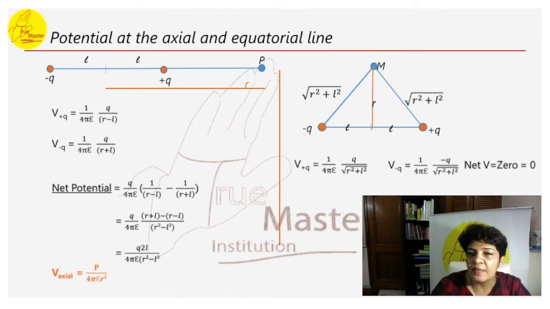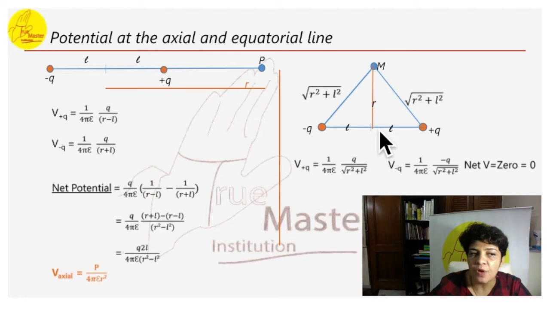Okay, now in the other part, we will be finding the potential at the equatorial. We are taking a point perpendicular to the dipole axis through its center. This is the dipole axis. From its center, we are taking a point right here, and we are trying to find the potential at this point. The distance from the center to the point is R. This distance from here to here is R.